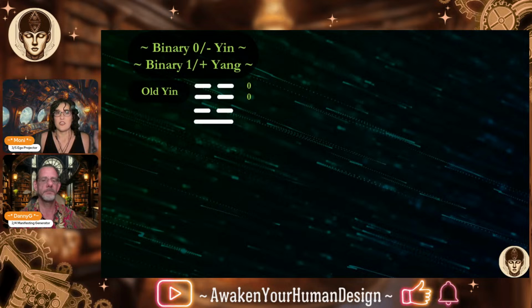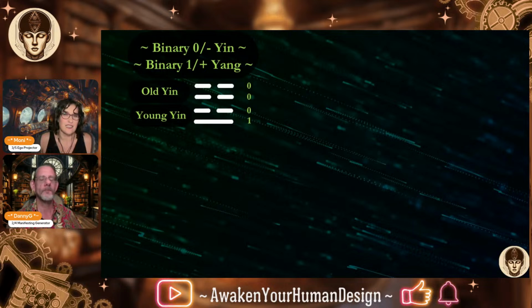Then if you have the yin over the yang, it's 0 over 1, and this is referred to as young yin. This isn't directly an age kind of thing, but the second line is the younger of the lines. You build it up from the bottom up, so the bottom line is the old one, and the second line is the young one. It's just the newest one, the newest arrival. That's a better way of saying it.